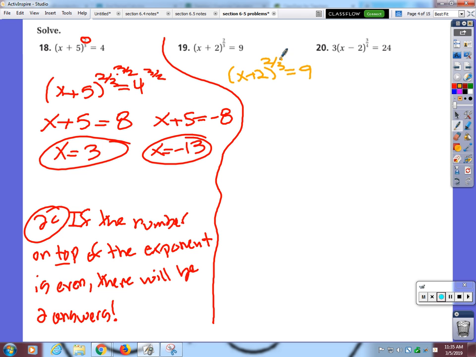Okay, good. I'm going to raise both sides to the 3/2 power. So that gives me x plus 2 equals, so here's where the 2 answers come in. What's the square root of 9? 3. And what's 3 cubed? 27. So if I do that, and x plus 2 equals 27, then I know that x equals 25.